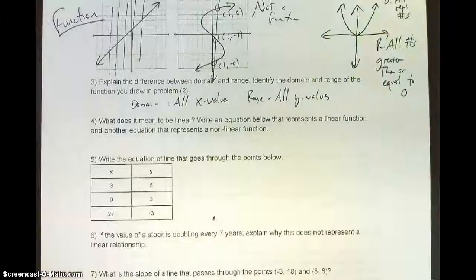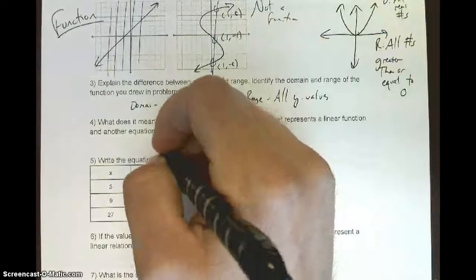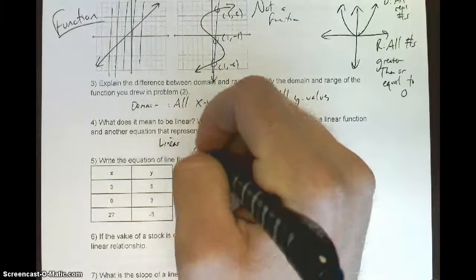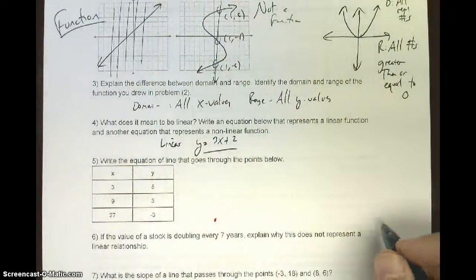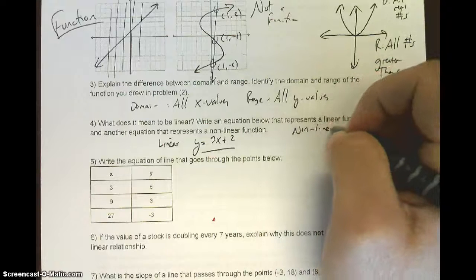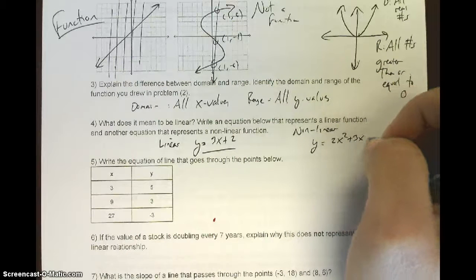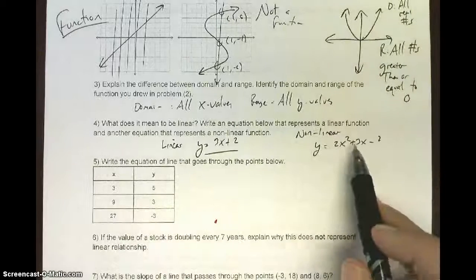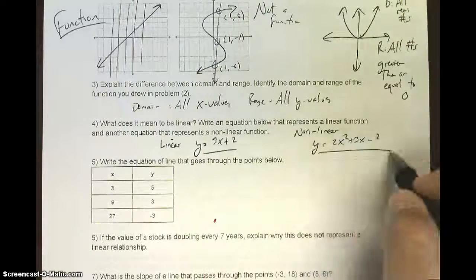What does it mean to be linear? Write an equation that represents a linear function, and another equation that represents a nonlinear function. So linear would be something like y equals 3x plus 2. It's in the form of mx plus b. Meanwhile, nonlinear would be something like y equals 2x squared plus 3x minus 2. If your x is squared, cubed, or to the fourth, this would be nonlinear.